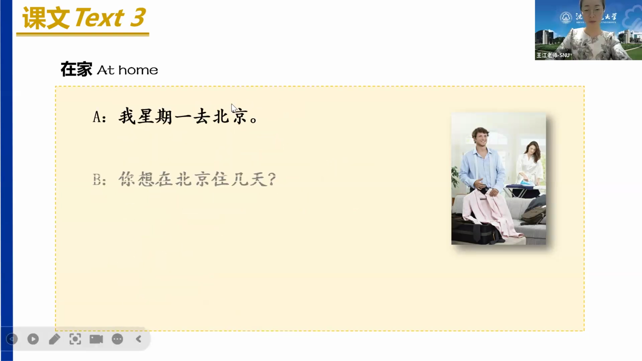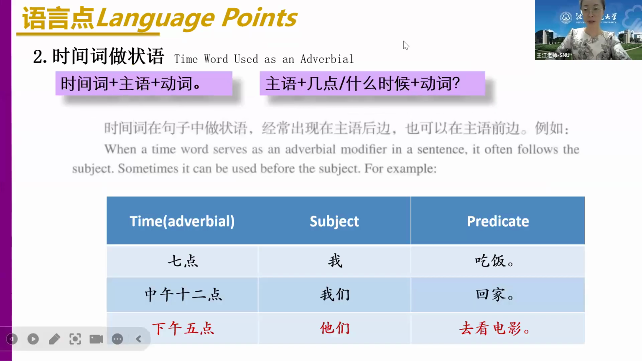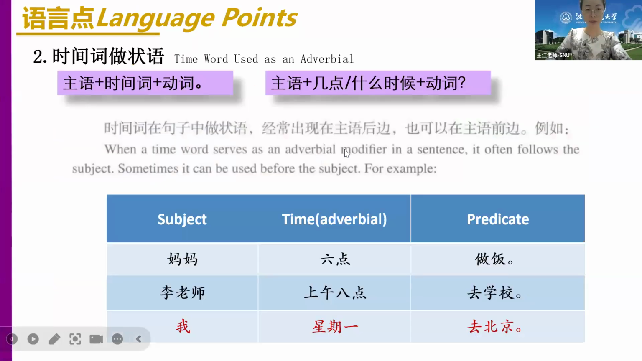Okay, so we have reviewed the text of lesson 11. Let's review the grammar we have learned in lesson 11: the time word used as an adverbial and the position of the time word. So where can we put the time word in the sentence? When a time word serves as an adverbial modifier in a sentence, it often follows the subject. Sometimes it can be used before the subject. So the time word can be put behind the subject or before the subject. That's the grammar.